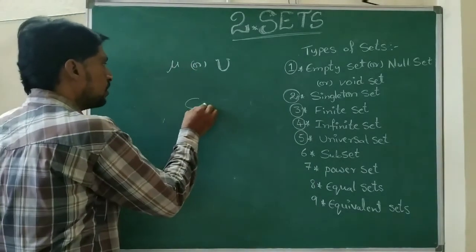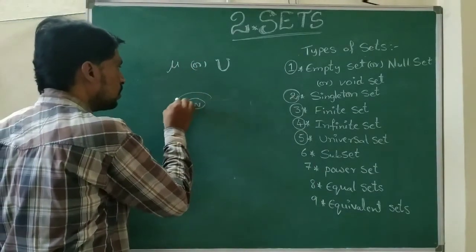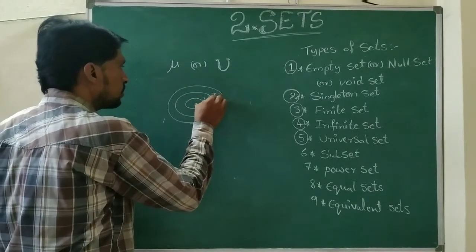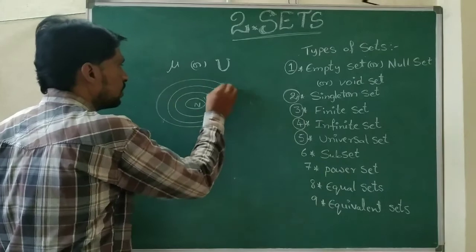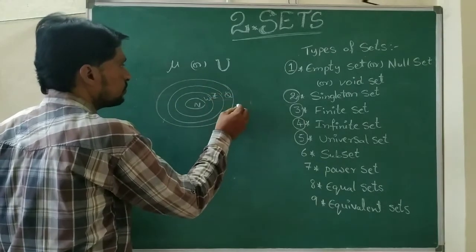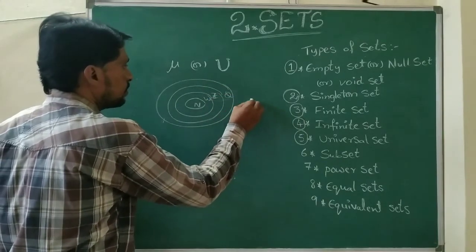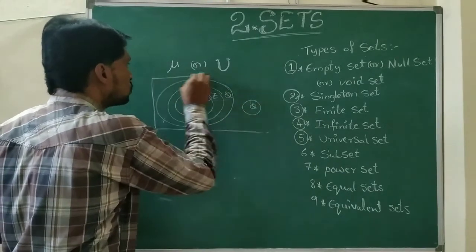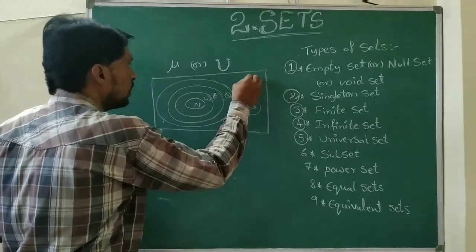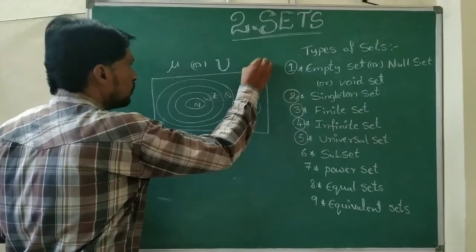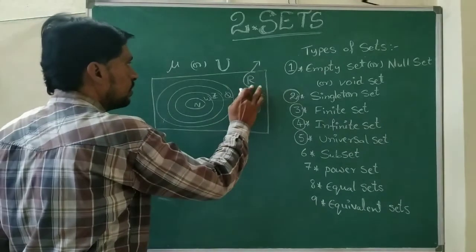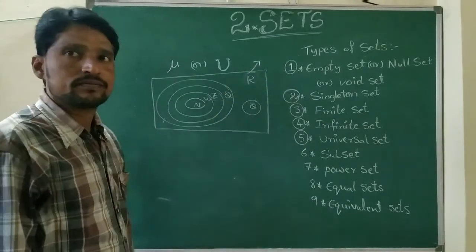This is the natural number set, whole numbers, integers, rational numbers, and this is irrational numbers. All of these belong to real numbers. So here R we can say is the universal set.